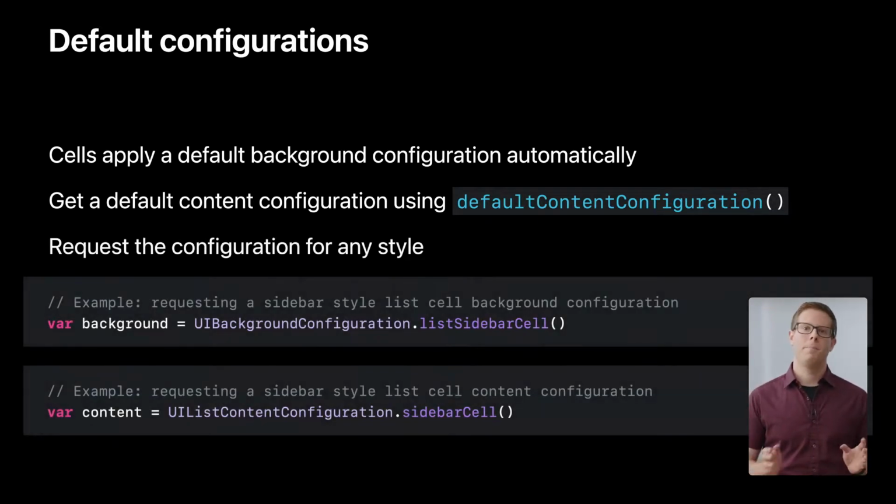But for both background and content configurations, you can easily request the default configuration for any style that you'd like by going directly to the UI background configuration and UI list content configuration types. Here you can see examples of how to do this for a sidebar-style list cell. And there are similar methods for the other different styles of cells, headers, and footers. How about we take a look at some of these different styles in action?